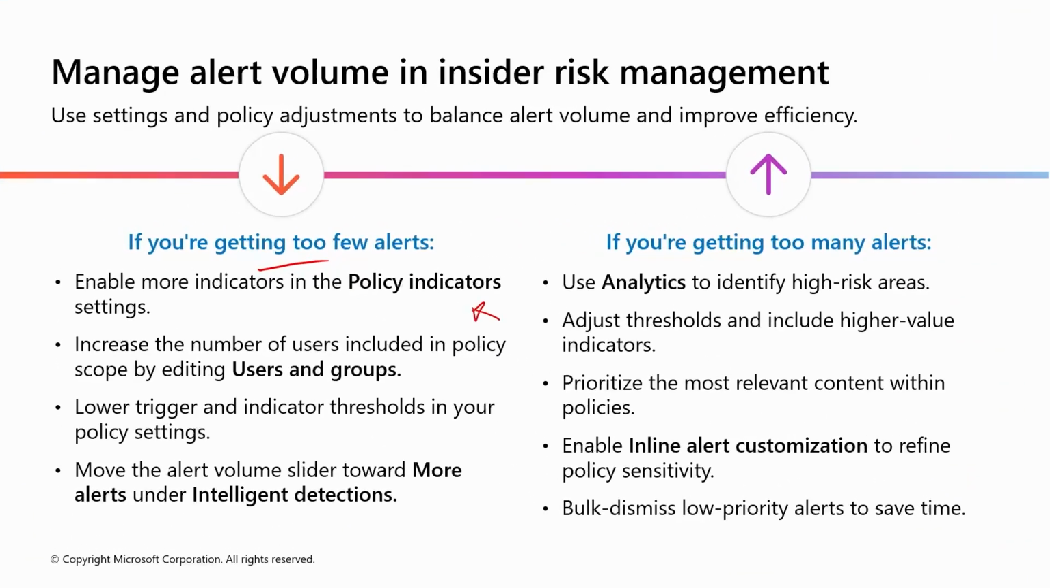This could also include adjusting thresholds or even including more users in the scope to ensure that you're getting a wider audience for the heuristic analysis. If on the other side you're getting too many, consider turning certain indicators off, or maybe using analytics to only target certain high-risk indicators or parts of the environment. You could also choose to raise the risk score threshold. This is an easy way to reduce that alert frequency. I'll show you some details in the demo about where you can adjust this.